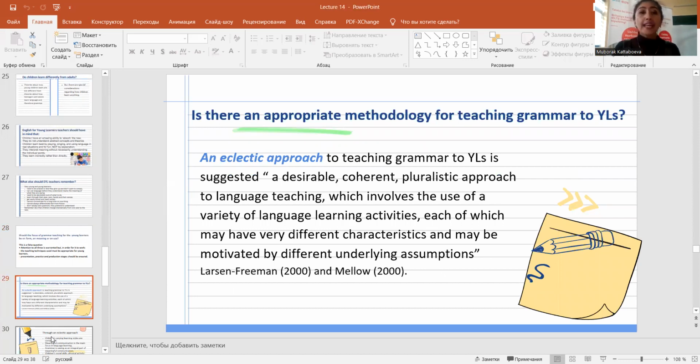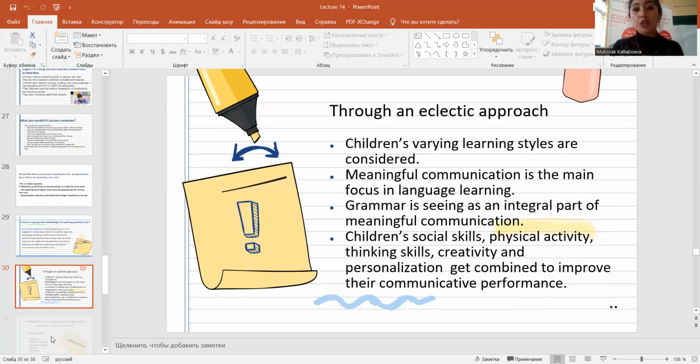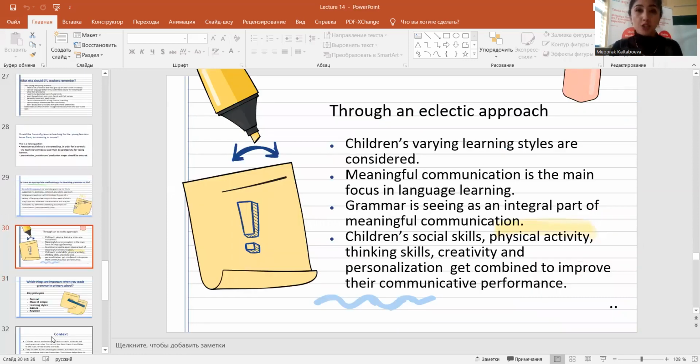There is an approach called the eclectic approach for teaching grammar, and this is a desirable, coherent, pluralistic approach to language teaching, which involves the use of a variety of language learning activities, each of which may have very different characteristics and may be motivated by different underlying assumptions. So this is not my definition. I'm quoting Larsen-Freeman and Anderson, but this is really one of the golden approaches to teach grammar to children.